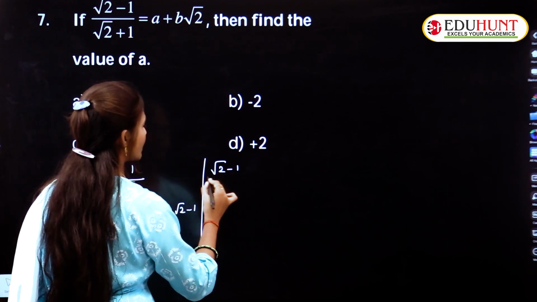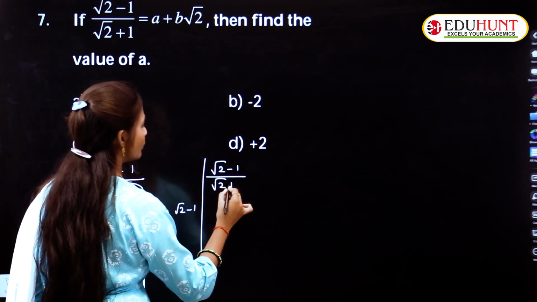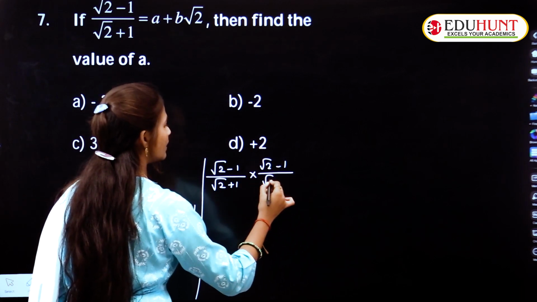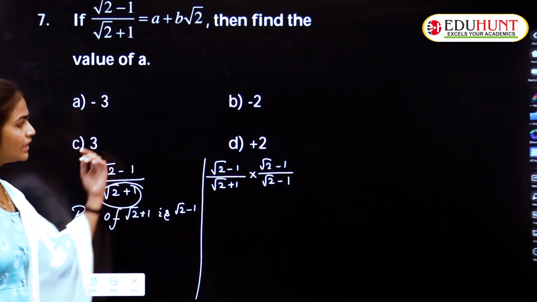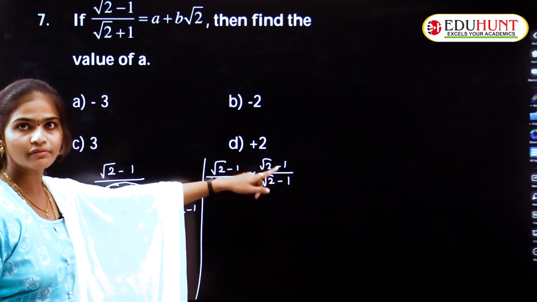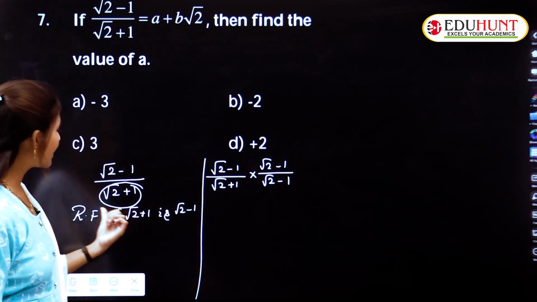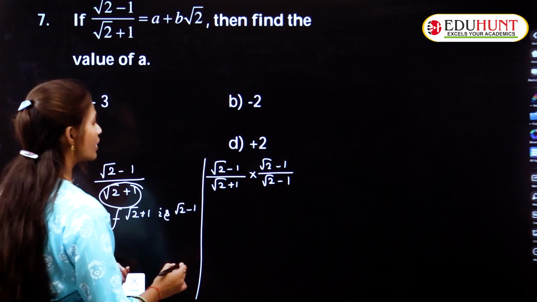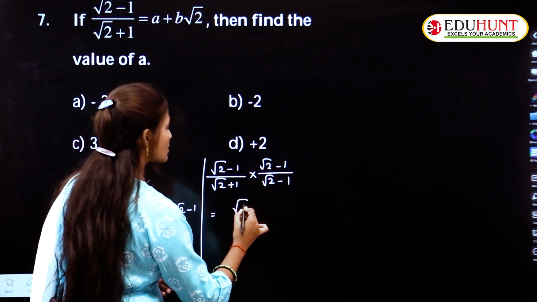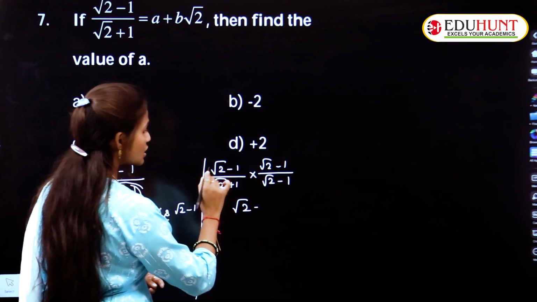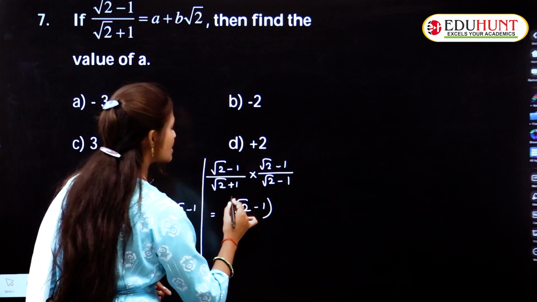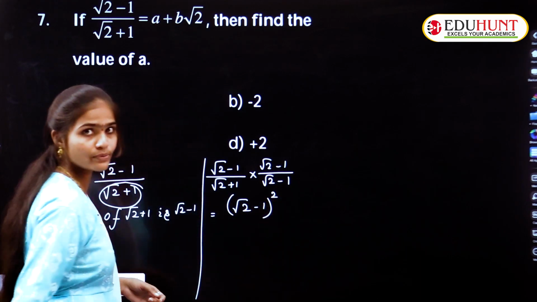So here, (root 2 minus 1) by (root 2 plus 1) into (root 2 minus 1) by (root 2 minus 1). Here we have to divide and multiply with the RF of that denominator. So here, square root of 2 minus 1 into square root of 2 minus 1, we will get as (square root of 2 minus 1) whole square.